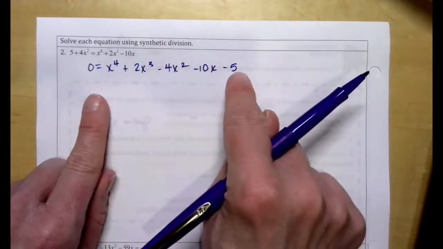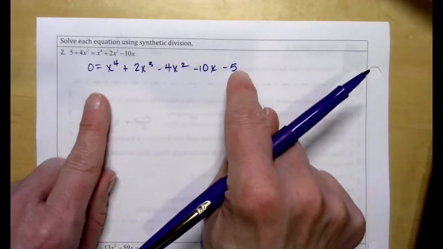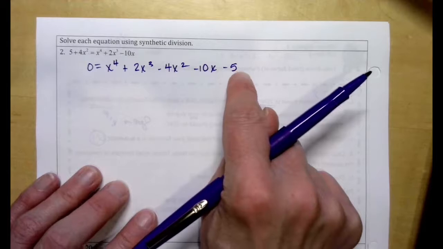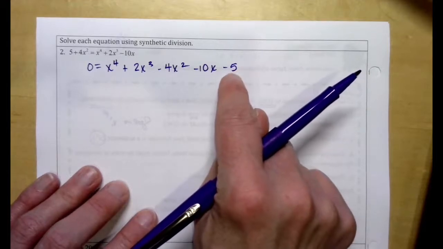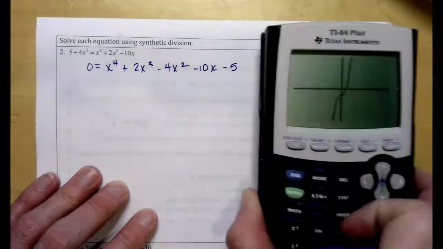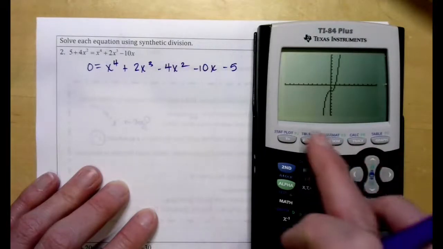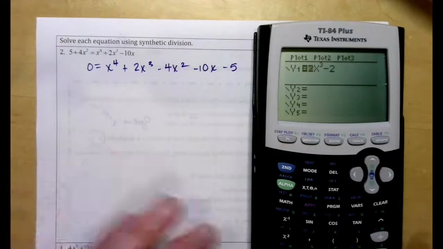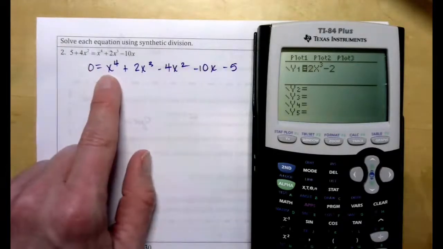This is just x's and this has no x's. So my only solution is going to be to graph it and see where it crosses the x-axis to know how I can chip away at this one x at a time. So I'm going to use my graphing calculator, but you are welcome to use Desmos.